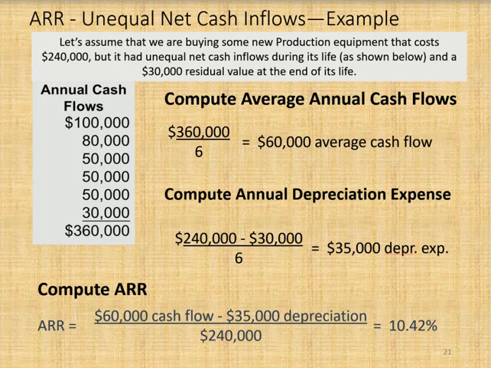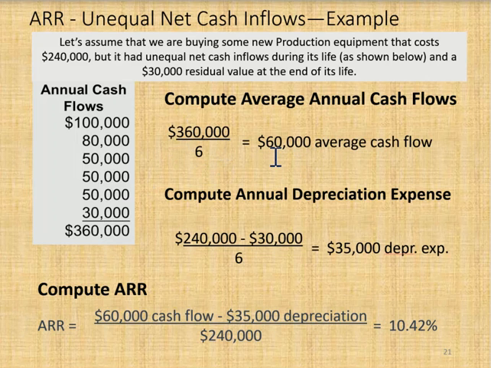The production equipment will generate net cash inflows, you can see here, $100,000 in year 1, $80,000 in year 2, $50,000 in years 3 through 5, and $30,000 in year 6 when it's sold at the end of its life. So the first thing we need to do is calculate the production equipment's average annual cash flows, which would be all of the cash flows added together and divided by the 6-year useful life.